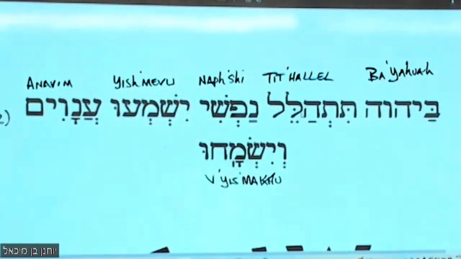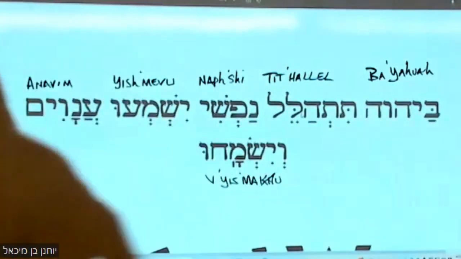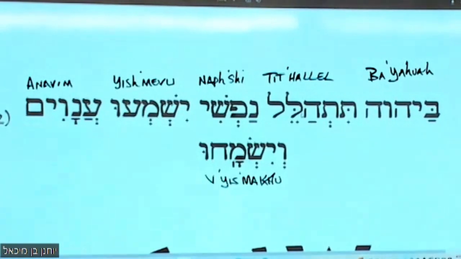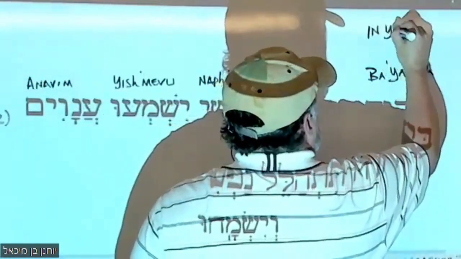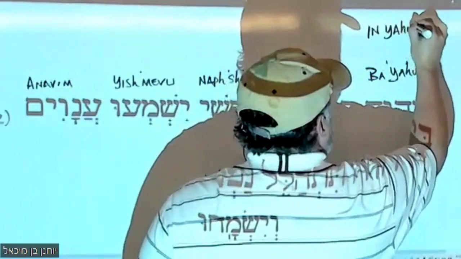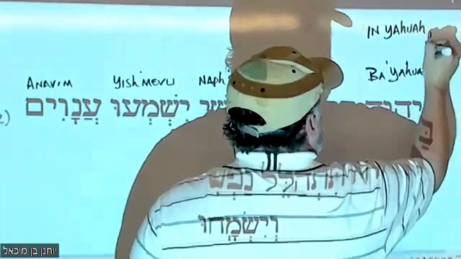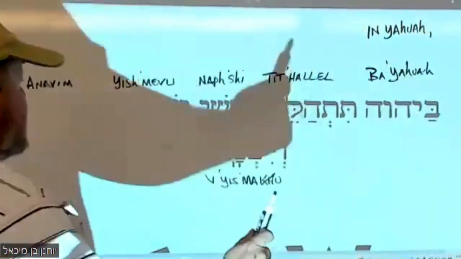All right, Bayawa. In Yahweh, right? Ba prefix means in, right? So Bayawa. In Yahweh. In Yahweh, comma, tit halel.